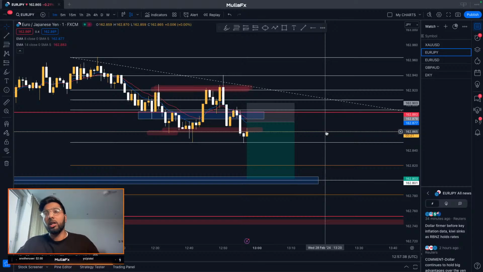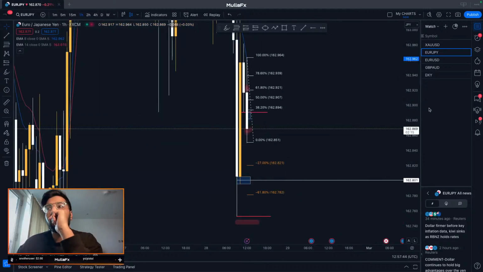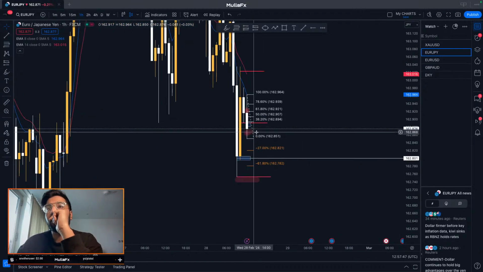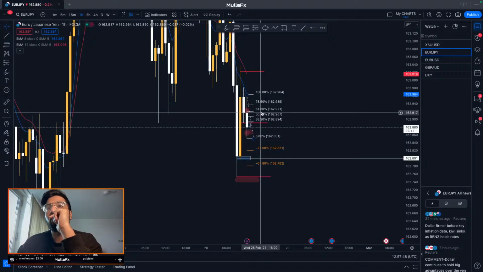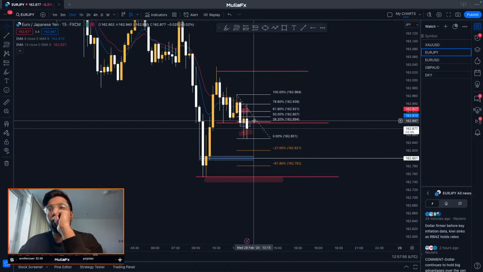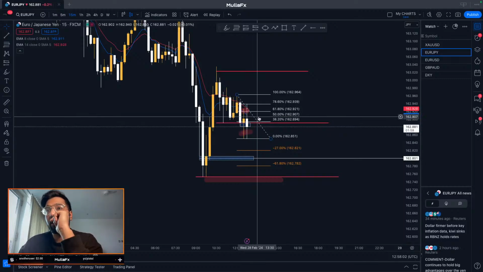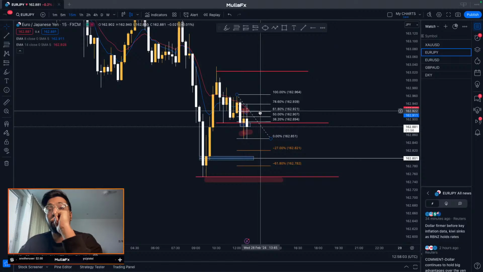I'm not too sure of entering because the 1 hour is about to close, and 1 hour drawdown is expected. We're expected to see some sort of drawdown. Makes sense. So on the 50 minutes, it will make more sense for some sort of drawdown to maybe our 50 extension again, or even the 61.8.